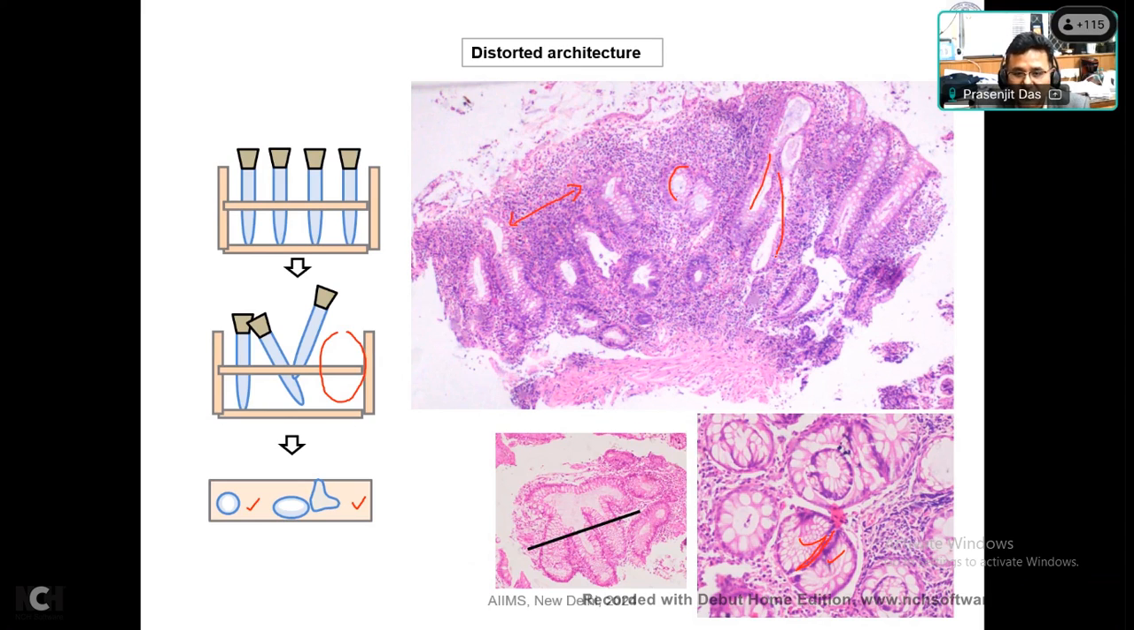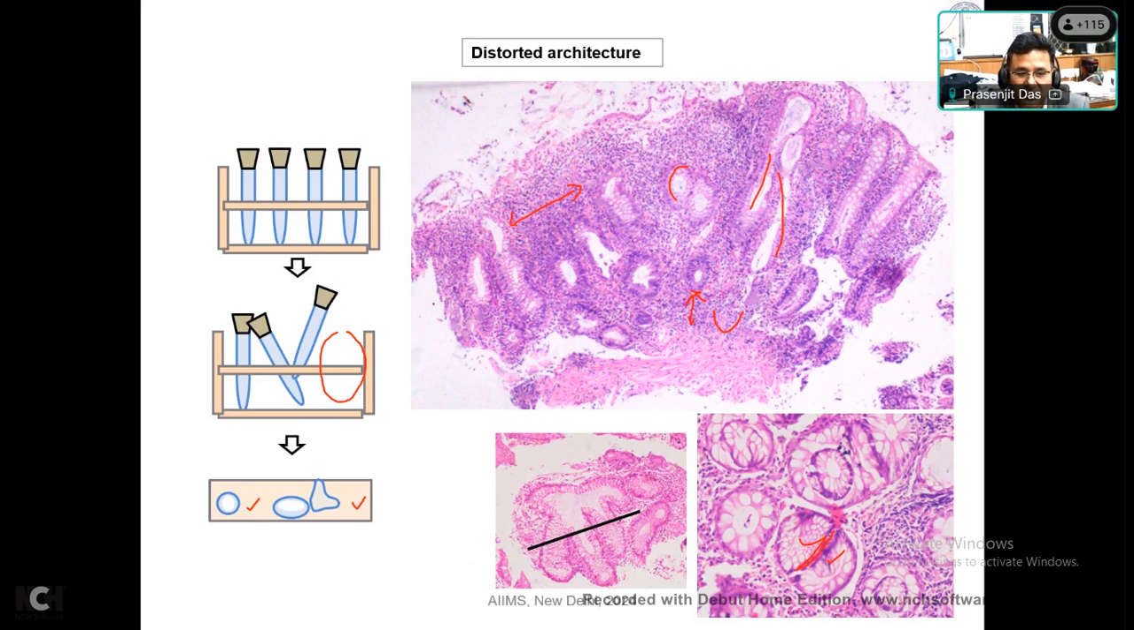This is a vertical branching, this is a transverse branching, and now you are seeing the crypts are becoming shorter. I told you normally the crypts are tall and they pinch over the muscularis mucosae. However, here you are seeing a space has been created between the muscularis mucosae and the crypts. So this is not normal.